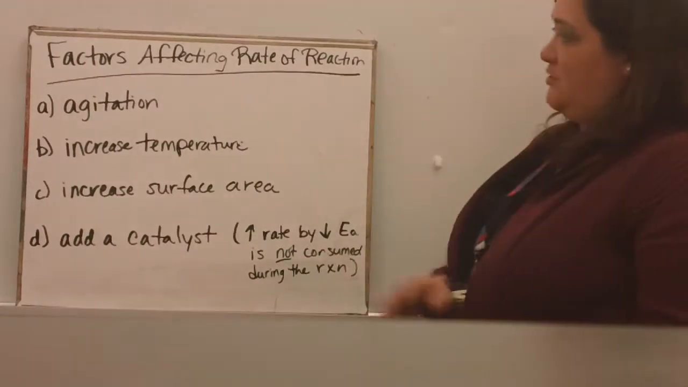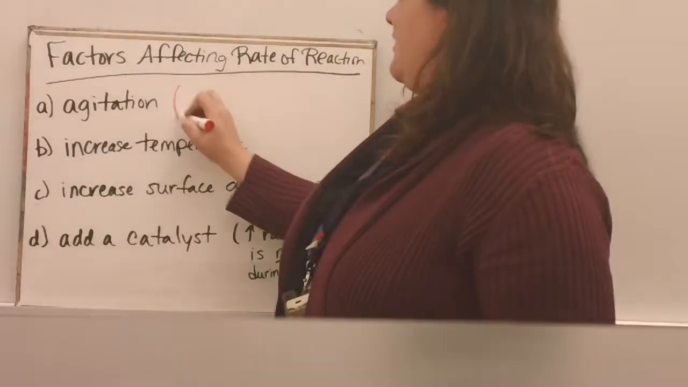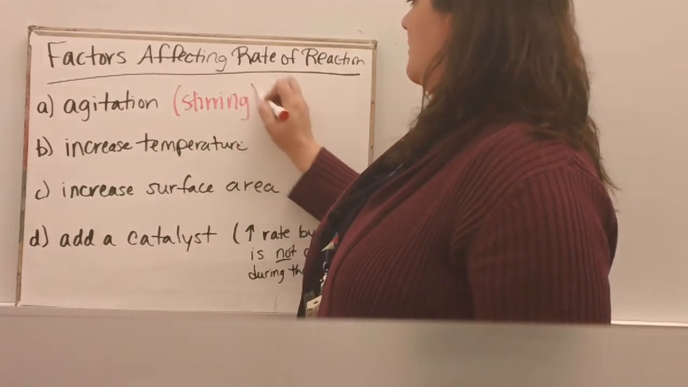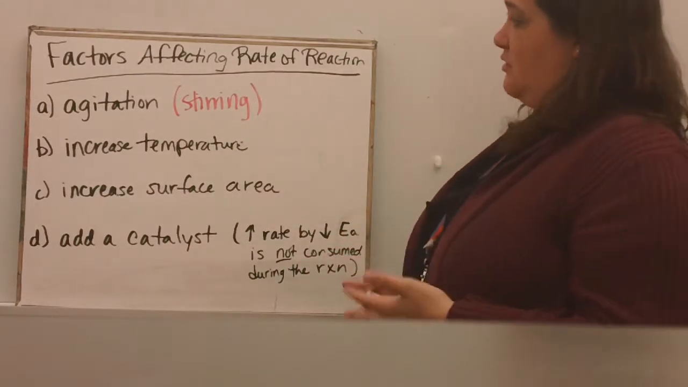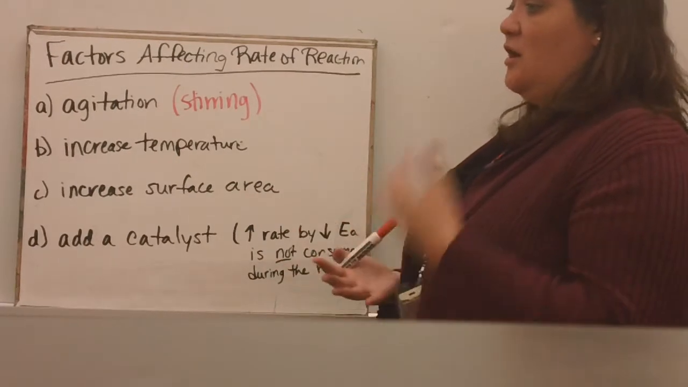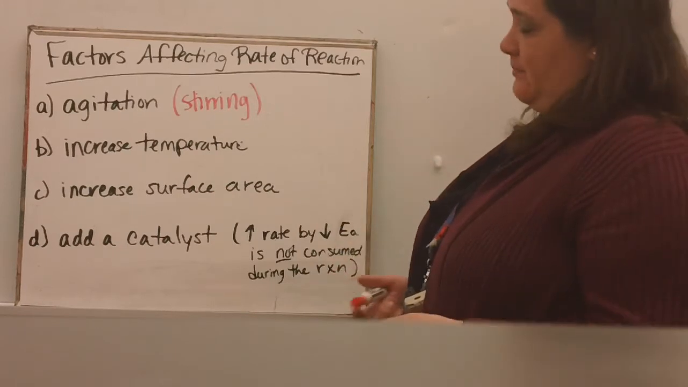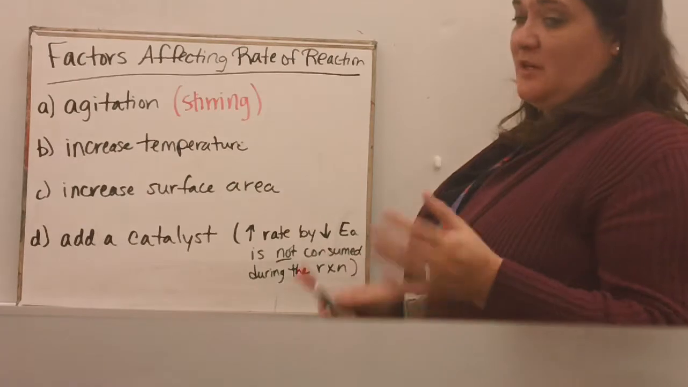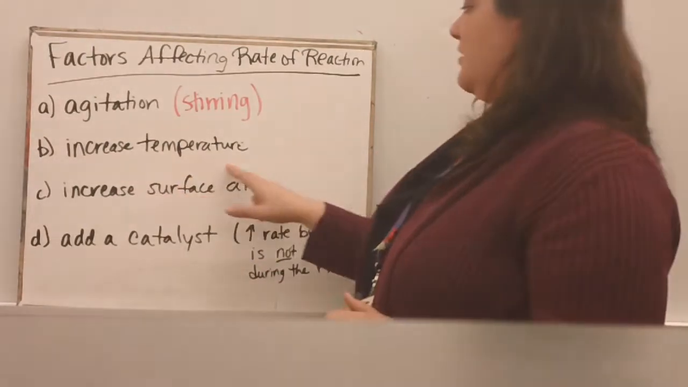There are four things which affect the rate of reaction. Agitation, which is a fancy word for stirring. Okay. So if you stir up your reactants, you can get them to collide more and therefore have more effective collisions. You're also making them move more quickly by stirring them, and so they have more energy. And so they increase the energy and also the amount of times they could collide, so you're more likely to get a reaction. You can increase the temperature.